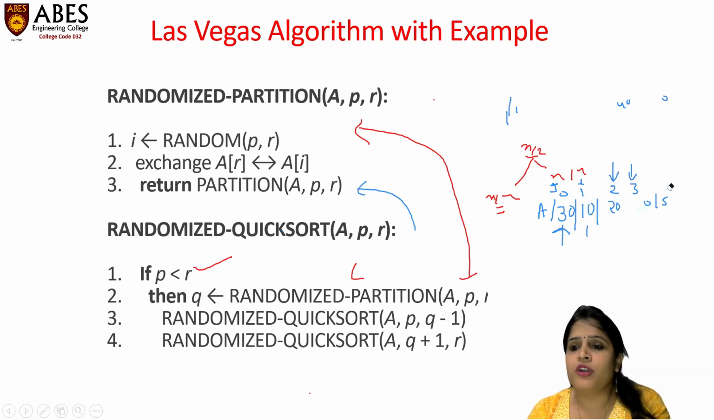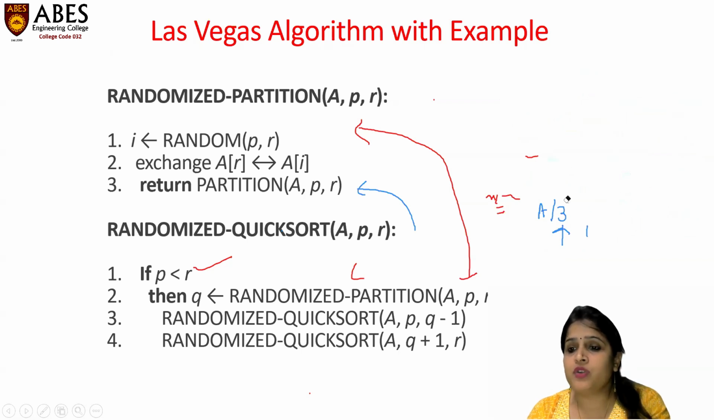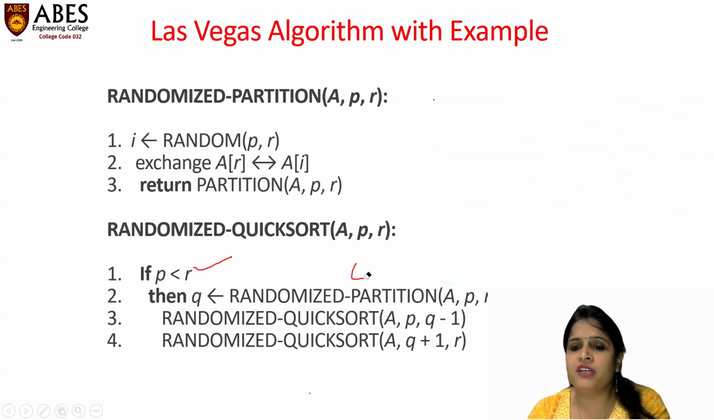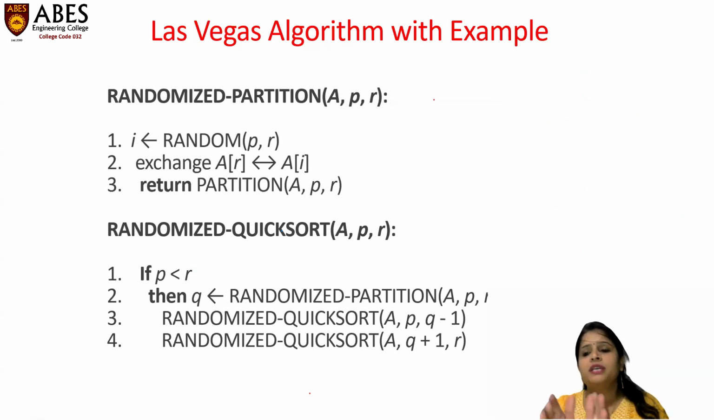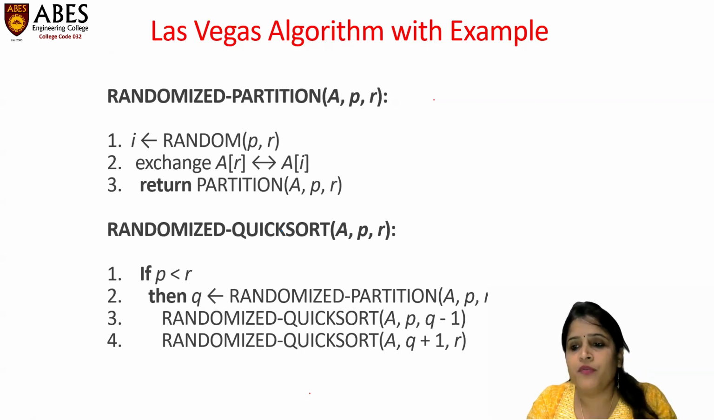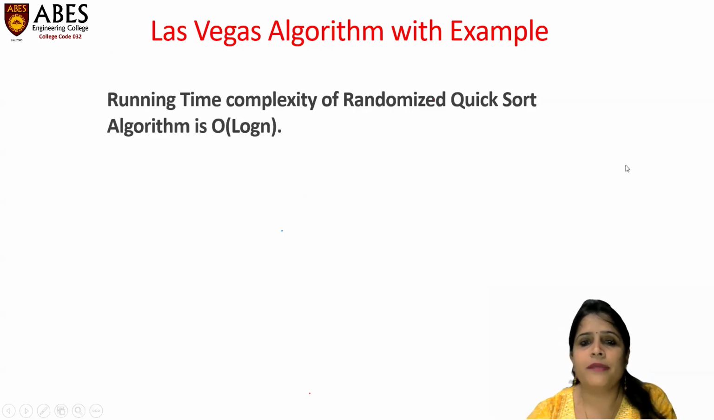So this is the basic advantage of the randomized quicksort algorithm. If our array list is already sorted and we choose the pivot element using a random function, then in the general case it will divide our array into two equal parts. An n size array becomes n by 2, n by 2. Then n by 2 becomes n by 4 and n by 4, then n by 8 and n by 8. So the running time complexity of our randomized quicksort algorithm is order of n log n.